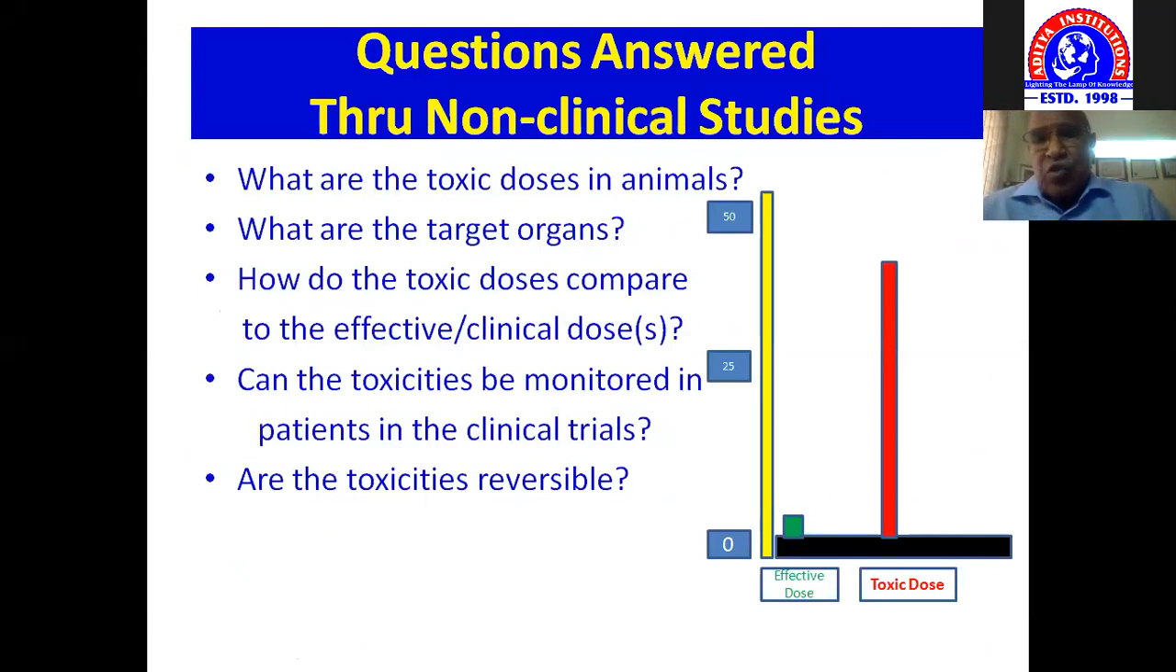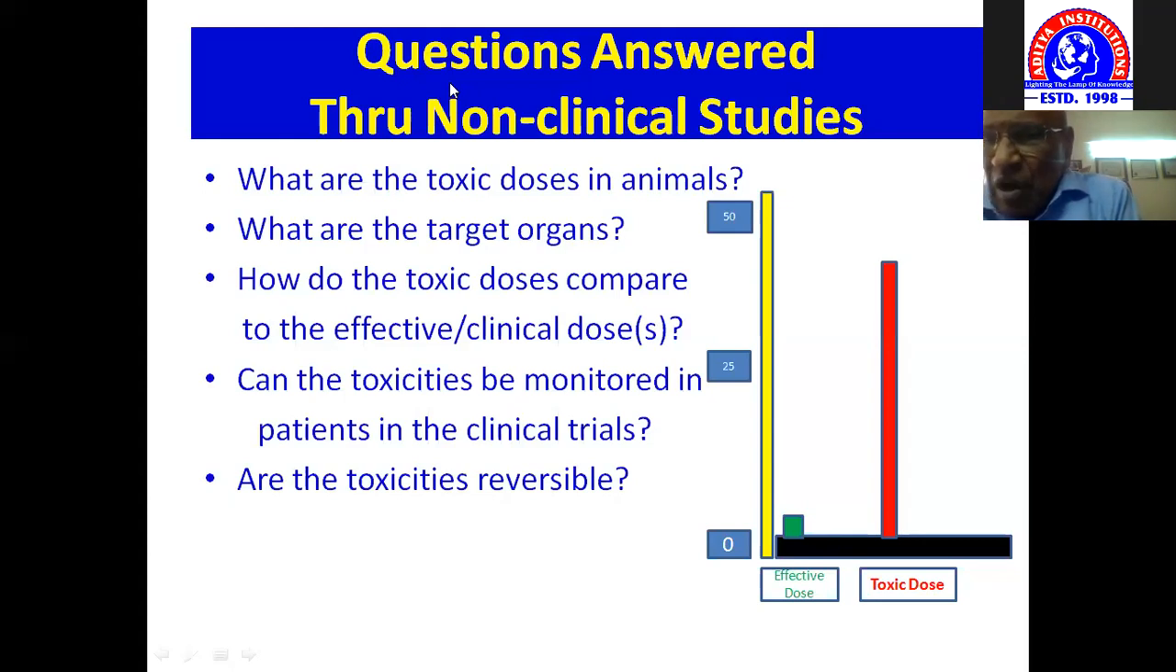What are the questions we're trying to answer through these animal studies before we go to the clinical? These are very important questions that toxicologists must be cognizant of and should be able to develop data to answer, as a minimum. Number one, what are the toxic effects in animals? What are the target organs? Again, some of this is a revision from the previous. And how do the toxic doses compare with the effective dose? At this stage, go to the chart on the right-hand side. You'll see most of the time, the effective dose is in the green that is presented, very tiny.